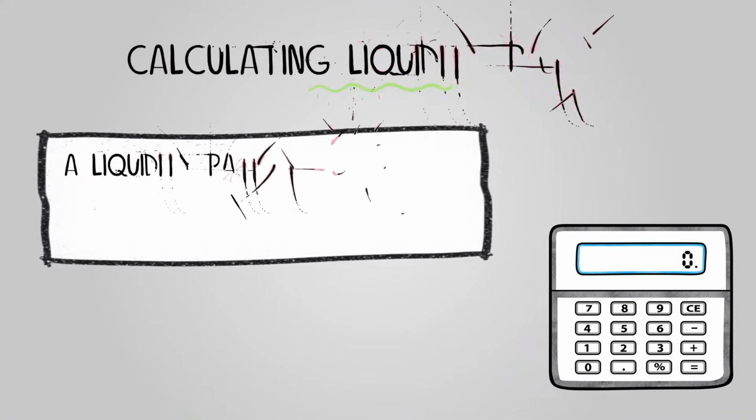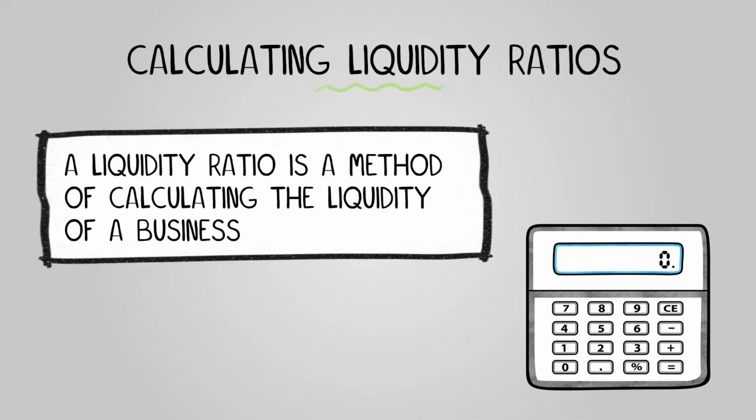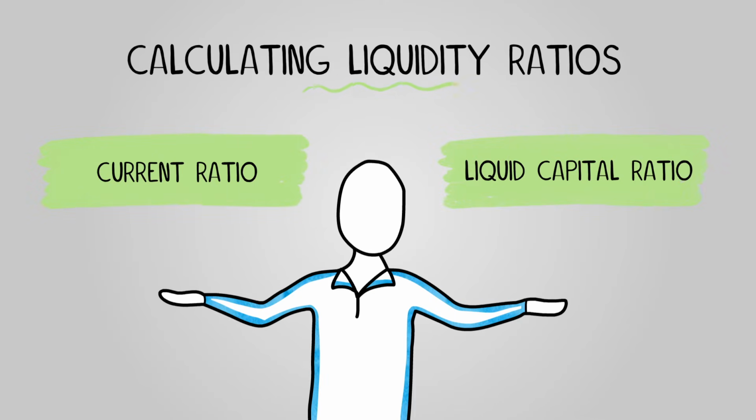A liquidity ratio is a method of calculating the liquidity of a business. A liquidity ratio is always expressed as a proportion of 1. So, for example, a ratio of 2 to 1 means that our current assets are double our liabilities. There are two different liquidity ratio methods: the current ratio and liquid capital ratio.